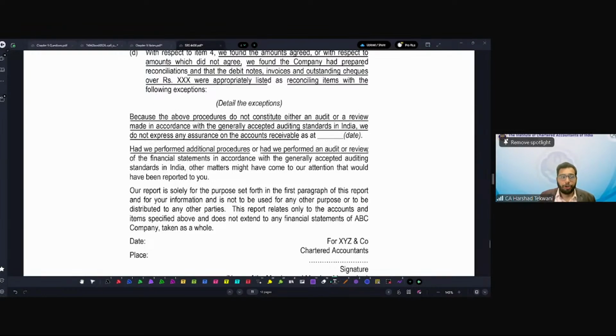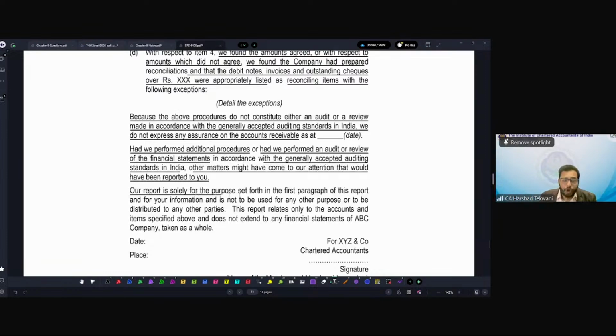Had we performed audit or review of the financial statements like sales, like debit notes, credit notes, whatever, with generally accepted auditing standards in India, that is SA, other matters might have come to our attention that would have been reported to you. Means misstatement. If you would have performed audit, then there were chances that you might have identified misstatement. Then you would have reported that misstatement as a qualification. Or other matters could be your EOM paragraph, going concern related, your key audit matters. So all those things might have come to your attention that you might have reported. But here you are not reporting.